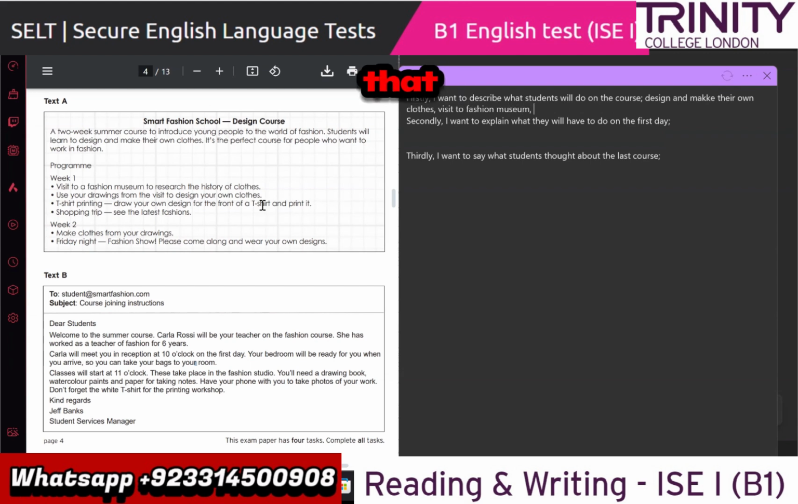This is an activity that they will do in week 1. After that, use drawings to design their own clothes. You can also write that in here: using drawings to design and make their own clothes.